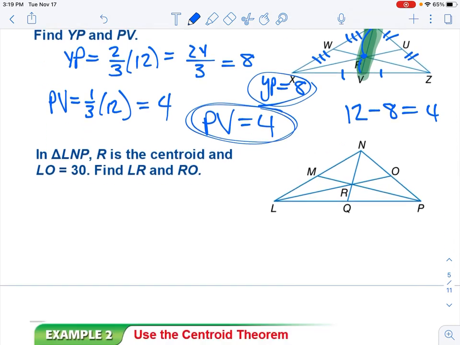The next one works very similar. We've got the triangle. We know R is the centroid. We know LO is 30. So I'm going to set up LR.